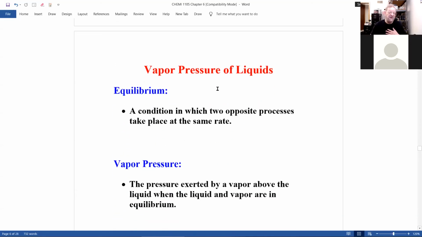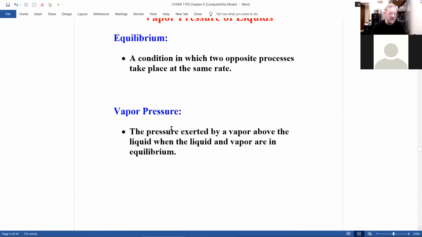Now, vapor is a gas, so you can measure the pressure. And there's a concept called equilibrium. That's the condition in which two opposite processes take place at the same time. And like I said, vapor is a gas, so you can measure the pressure of that vapor above a liquid that's giving off the vapor, like a pot of water.